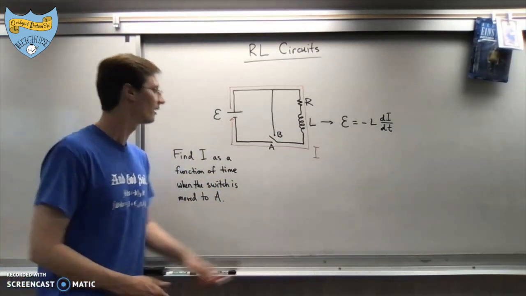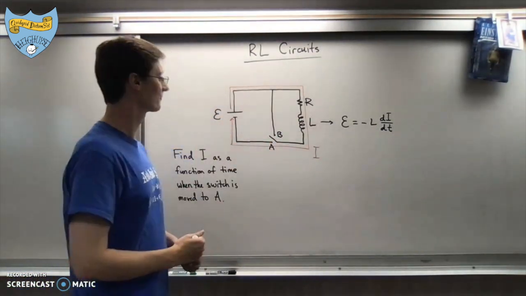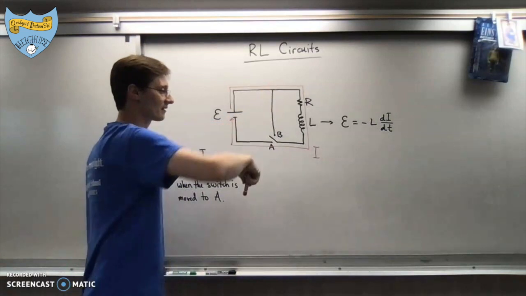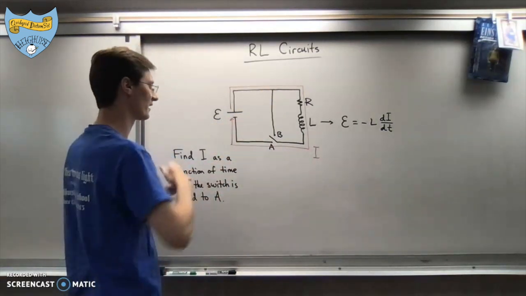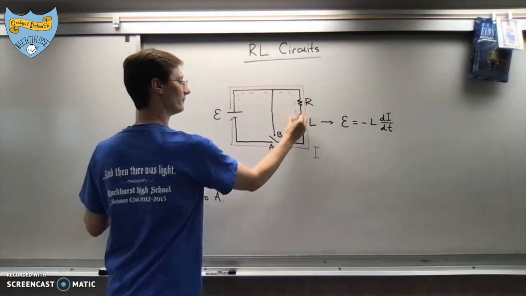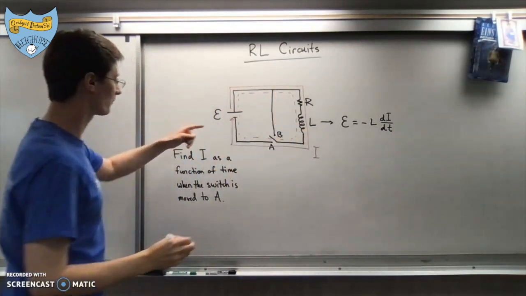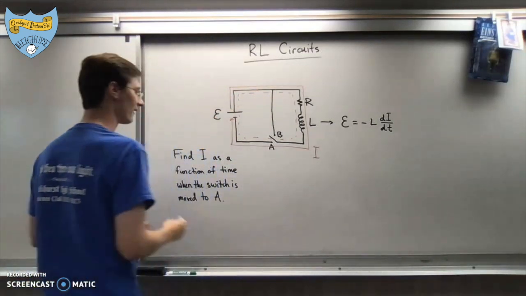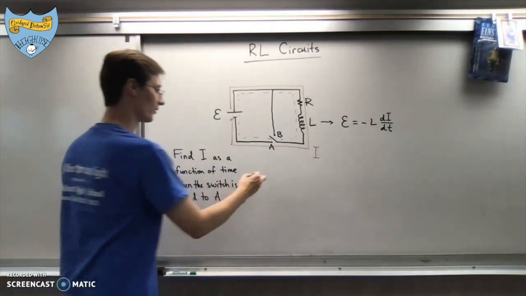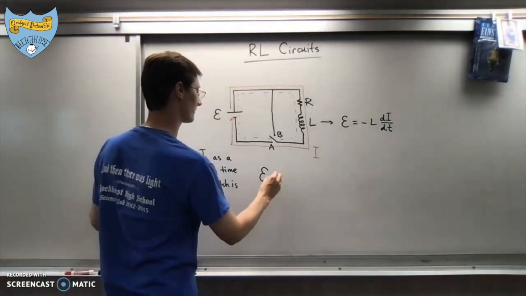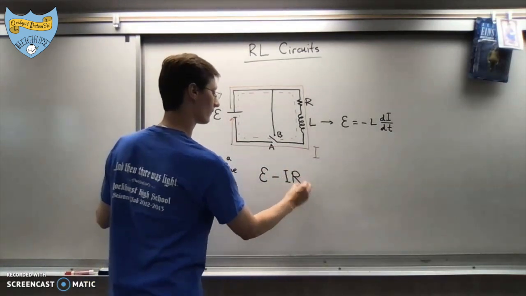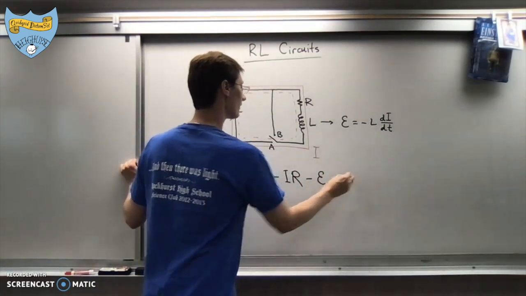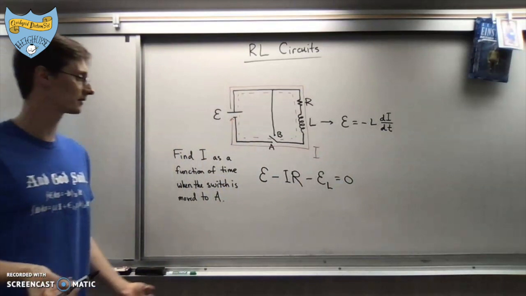So here's the path my current is taking. There's only one possible loop in this case, because B is not hooked up to anything yet, so we're not concerned with it. Here's my loop. You should be able to see there are three things on that loop, so my loop equation will have three terms: the battery, the resistor, and the EMF produced by the inductor. What the heck is that?